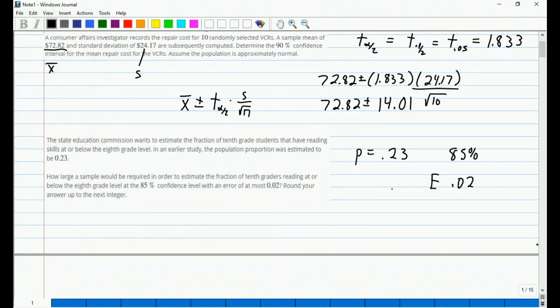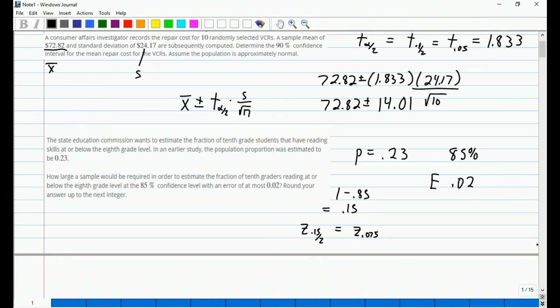So if it's an 85% confidence level, 1 minus 0.85 is equal to 0.15. So z sub alpha over 2. So that's going to be 0.15 divided by 2. So that's z sub, let's see, 0.075.